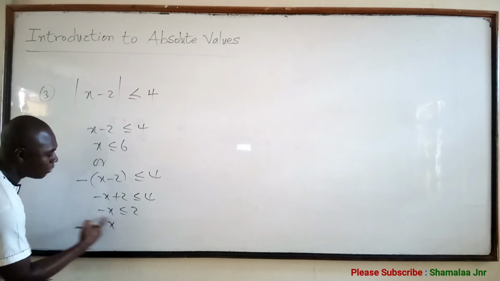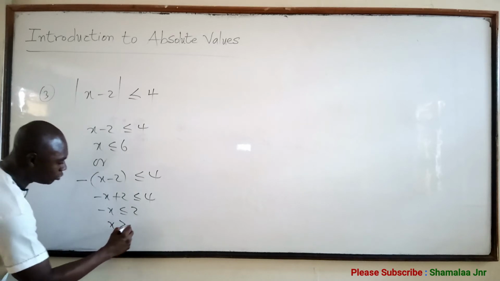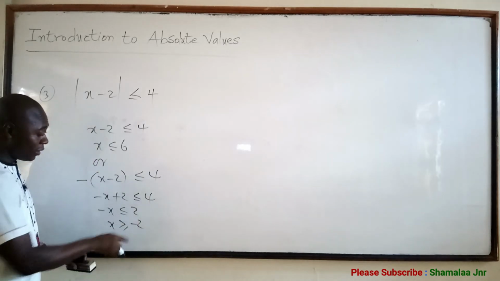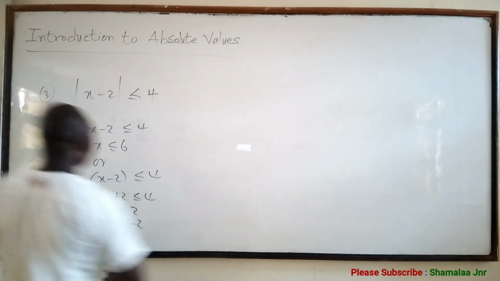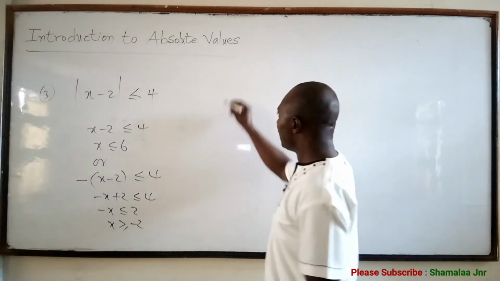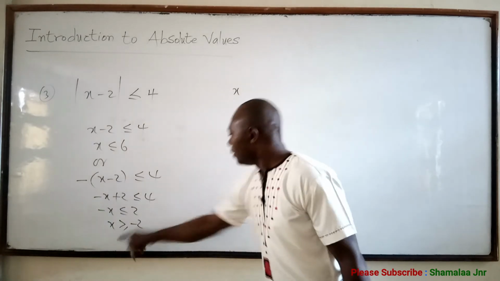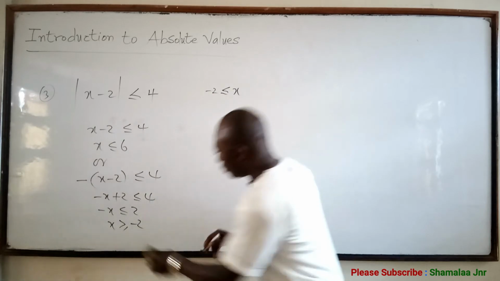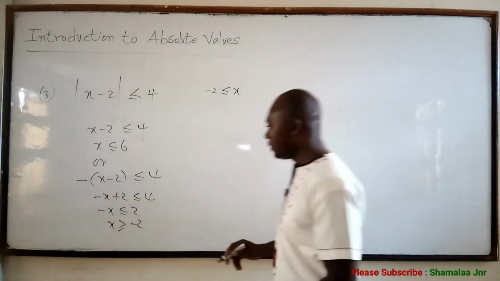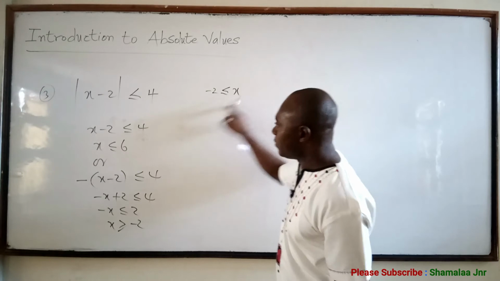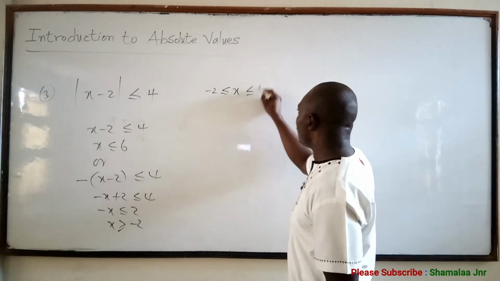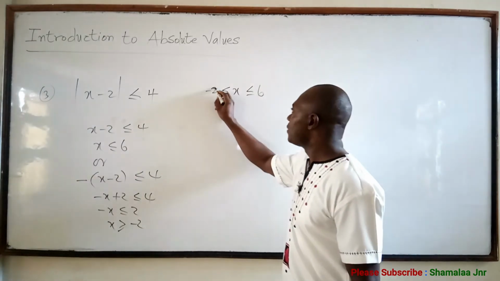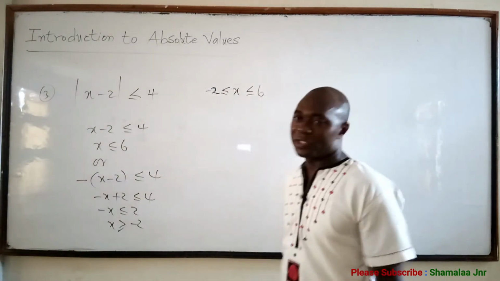And because we are dividing through by negative 1, the sign will change to greater than or equal to, and this one will be negative 2. So you have it this way. Now what this means is that this x is greater than or equal to negative 2, and this same x is less than or equal to 6. So this makes sense. This will be the solution to this question.